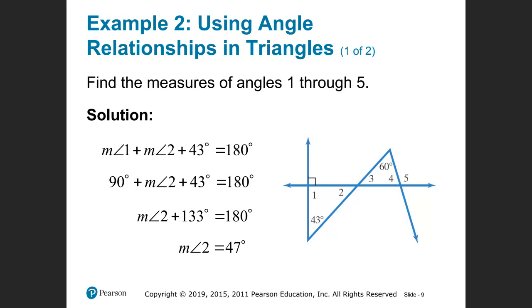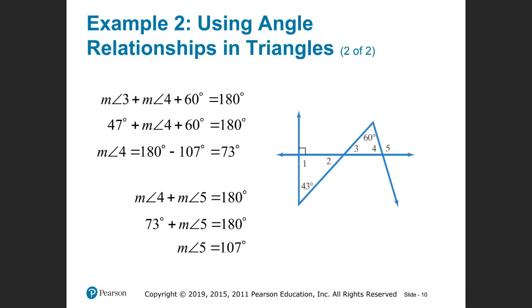That is going to give us sufficient information to find the measure of the other angles, because angle 2 and angle 3 are vertical angles. So the measure of angle 3 is also equal to 47 degrees. We're going to show that on the next slide. That is this top part. The measure of angle 3 plus the measure of angle 4 plus 60 degrees is equal to 180. So we substitute 47 degrees for the measure of angle 3. Solving for the measure of angle 4, which we don't know yet, we get 73 degrees.